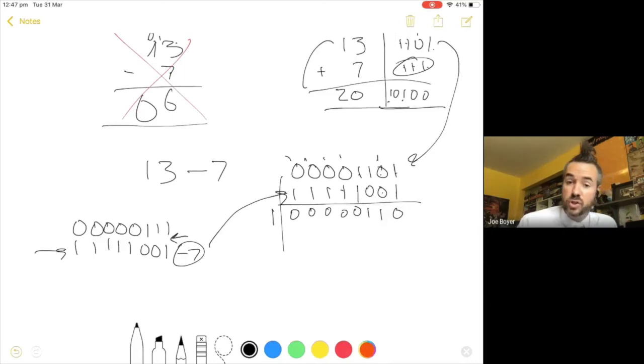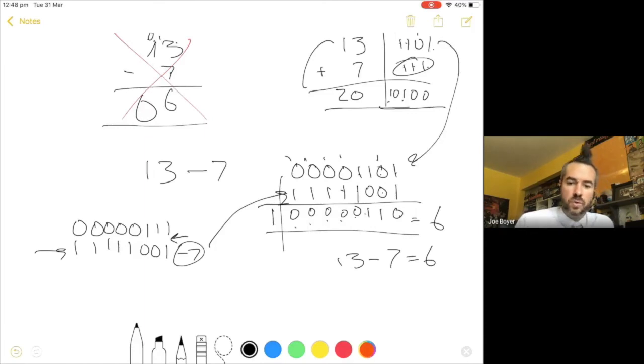It's important to note this is not overflow error. We're going to talk about overflow error sometime later, but this is planned and deliberate, and we just lose the ninth bit. And what do we get left? What's over here? 00000110. That's a 1 in the 2's column and a 1 in the 4's column, which is equal to 6. What is 13 take 7?